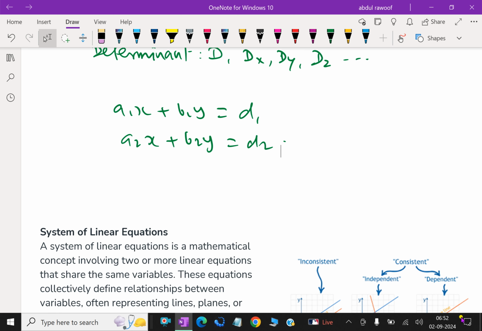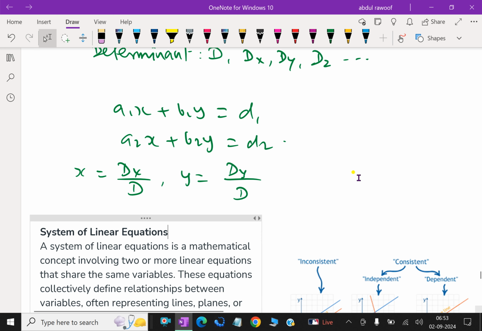By using these two equations we can solve by using Cramer's rule, that is, let x equal Dx, determinant x, divided by D, y is Dy over D. Now let us discuss further about Cramer's rule in following paragraphs.